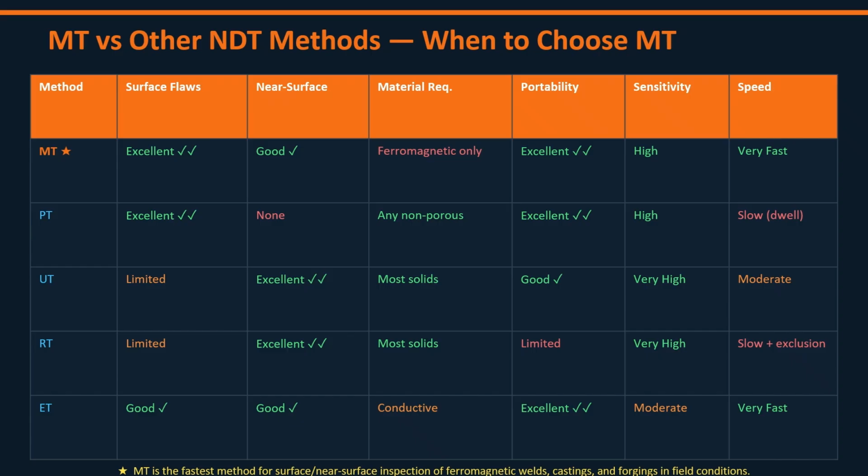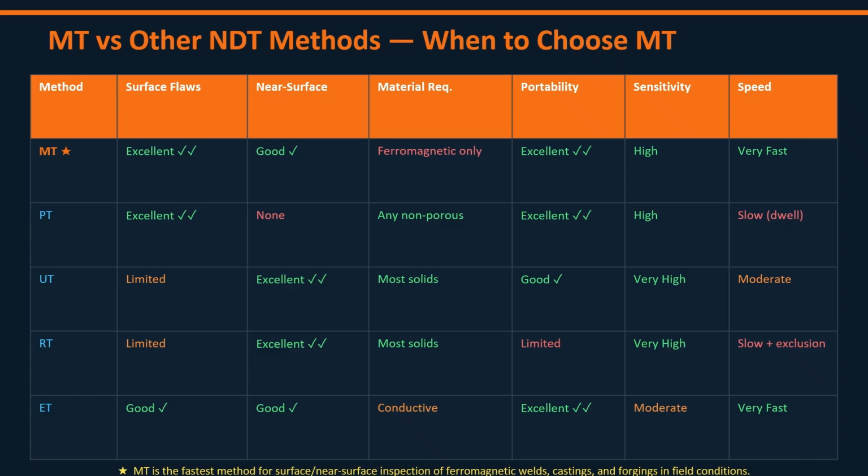Eddy current methods are highly portable and fast for conductive materials and can be effective for surface and near-surface flaws in suitable geometries. So the question is not, which method is best? It is, which method is capable of finding the expected discontinuity with the required reliability under the actual material and access conditions. For a ferromagnetic weld during an oil and gas shutdown, MT may be the fastest practical method for surface and near-surface crack detection.